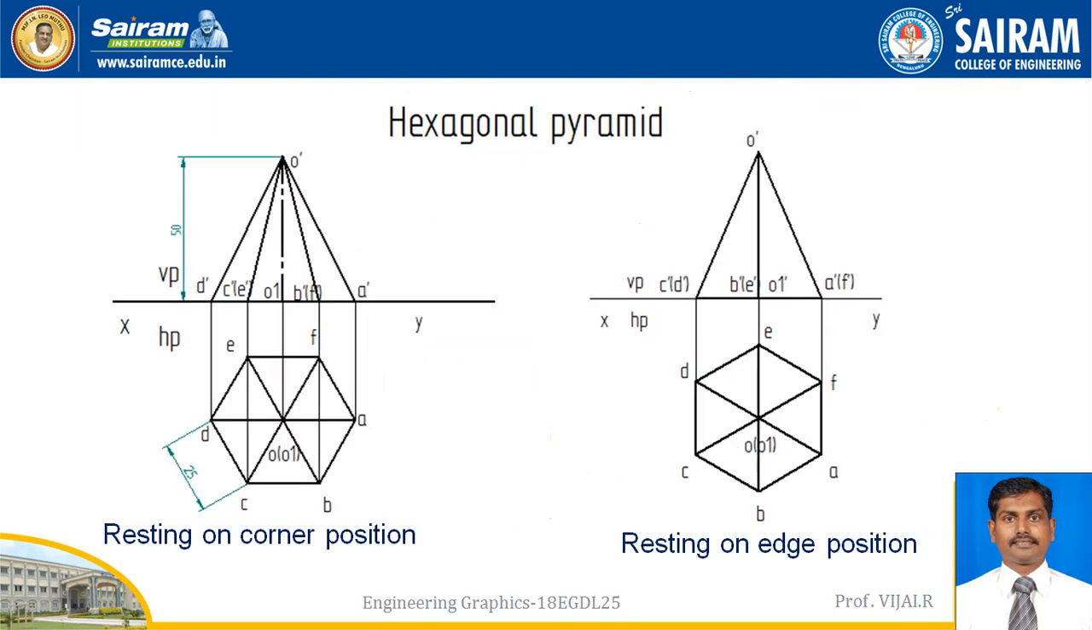Clear? Now a hexagonal pyramid. So resting on a corner position is like this. Draw this top view. For the edge position, you can get the top view and the front view like this. Here the front view is like this, and all lines we can see, since it is a pyramid, all are joining here, and the apex O is there.